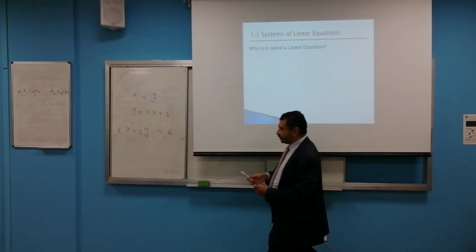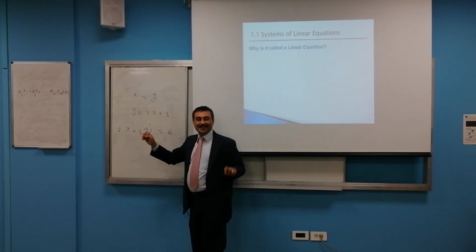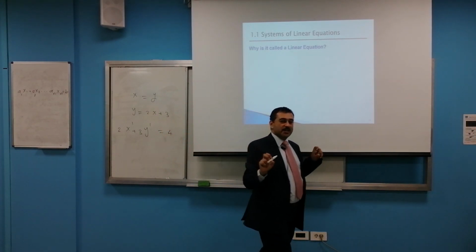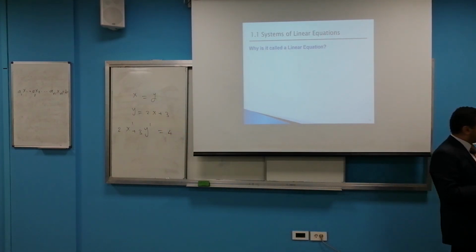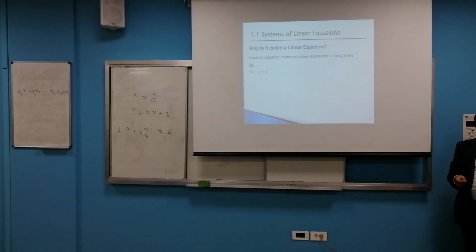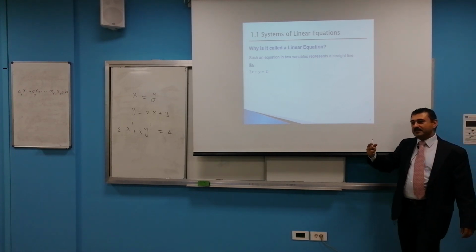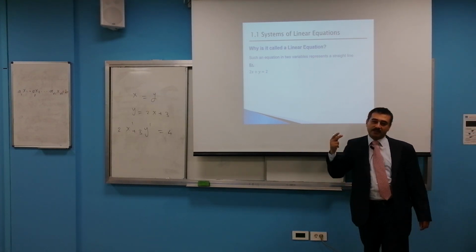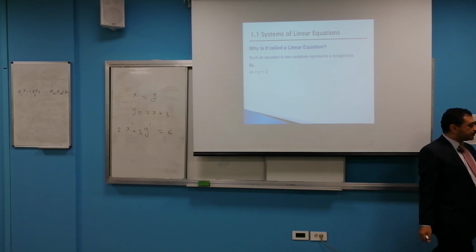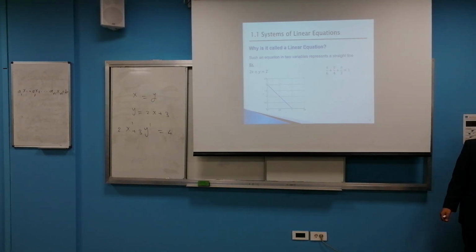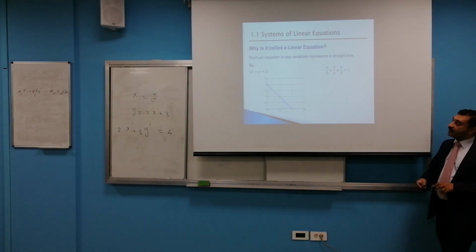Actually, this equation in two variables represents a straight line. So this is why it is called a linear equation. So you know how to graph a straight line, right? The simplest way is to get 2 points, and the simplest points are the intersections with the axes, for example. So this is a straight line.